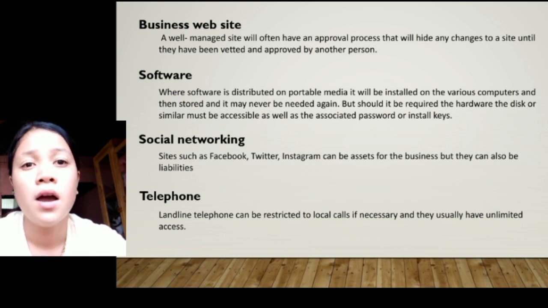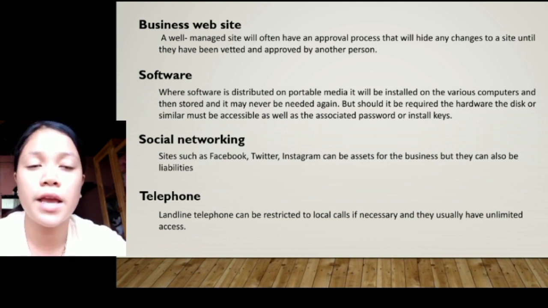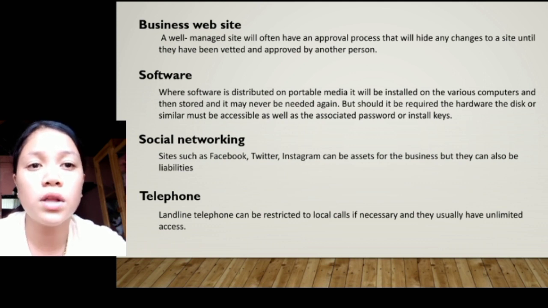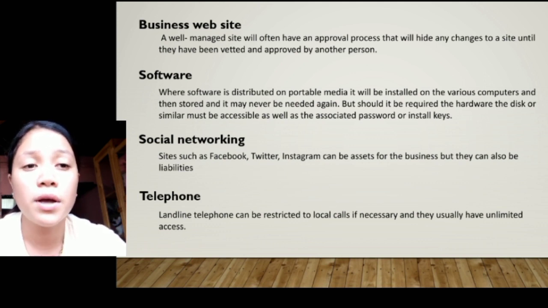Business website. A well-managed site will often have an approval process that will hide any changes to the site until they have been vetted and approved by a person. Software. Where software is distributed on portable media, it will be installed on the various computers and stored. It may never be needed again, but it should be required that the hardware, the desk or similar, must be accessible, as well as the associated password or install case.